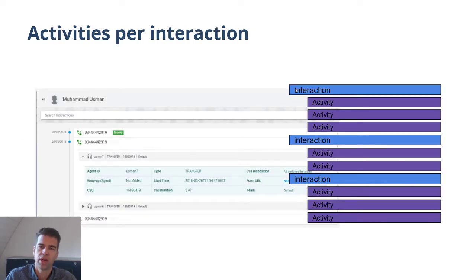So again, one interaction has multiple activities. This is a screenshot of the interaction module as it's shown today. It's an OpenSocial or Apache Shindig interface. If you don't like the interface, you can use an interface of your own and just directly use the APIs that CIM provides.